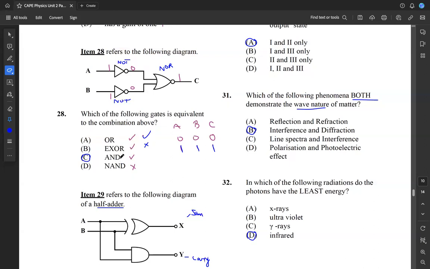For an AND gate, of course, we know that if we have 1, 1, we're going to get 1, because that's exactly how it works. So the AND gate works. Now we're left to choose between the OR and the AND. So let's do another set of inputs and see what we end up with. Oh no.